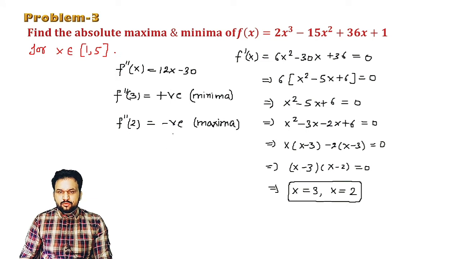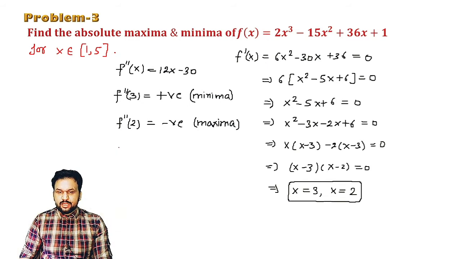Point of maxima. So now he just wants the absolute maxima and absolute minima. So these are the maxima and minima we have, that 2 is the point of maxima and 3 is the point of minima. So what about the absolute word? Let's see.